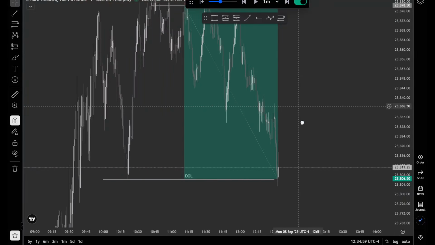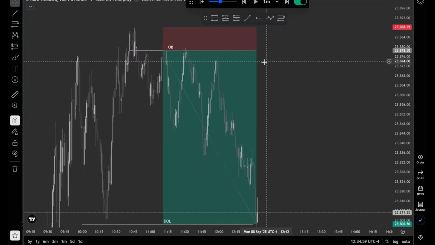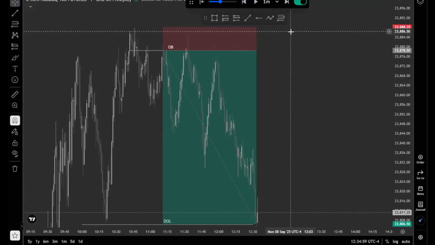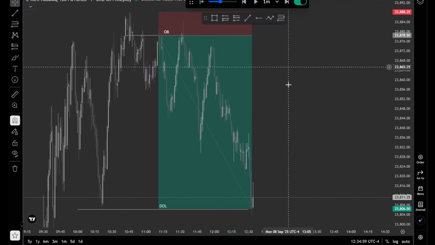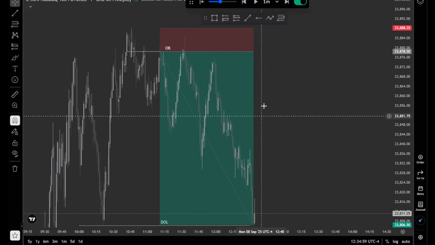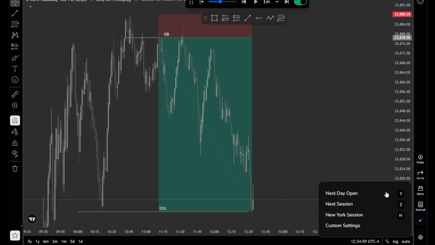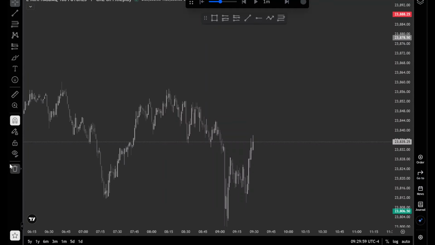Perfect. You can see how that played out, right? There's no point going break even because we never actually disrespected any of the PD arrays that matter. And yeah, that's 1.27 RR. It's beautiful. So we can go to the next session now.